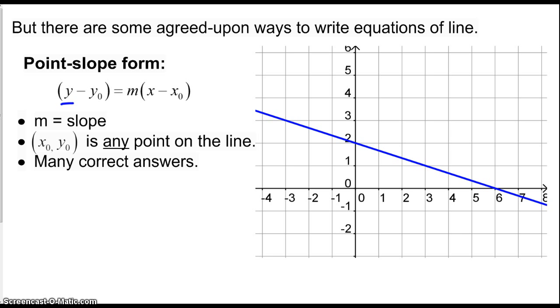The y and the x are the variables, just like they always are. The m is the slope, just like it is in the other equations. But this right here, the x0, y0, is just a point, and it can be any point on the line. So x0, y0 just means the x-coordinate and the y-coordinate of any point on the line. Let me give you an example.